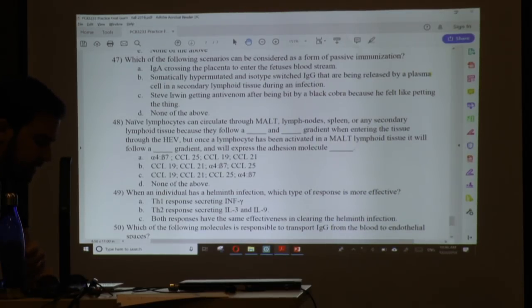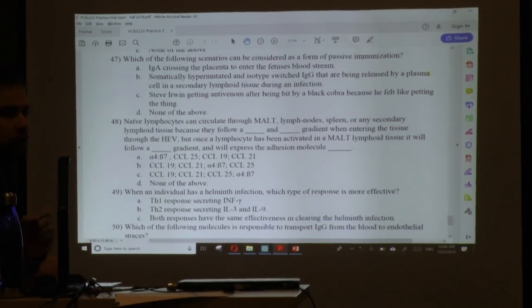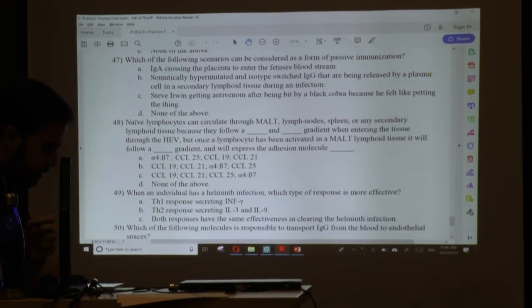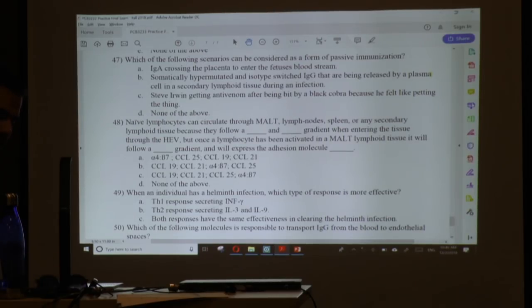IgA crossing the placenta to enter the fetus? Is that true? No, IgG crosses the placenta, not IgA. Okay? So somatically hypermutated and isotype switched IgG that's being released by a plasma cell in a secondary lymphoid tissue during an infection. Is that passive immunity? No, right? Because remember, passive immunity is getting antibodies from somewhere else other than your own B cells. And B is describing your own B cells secreting antibodies, right?